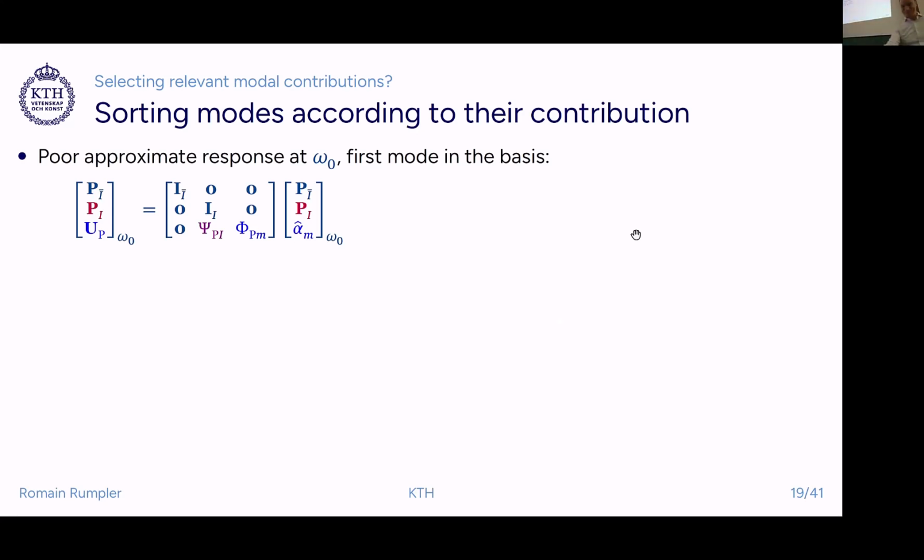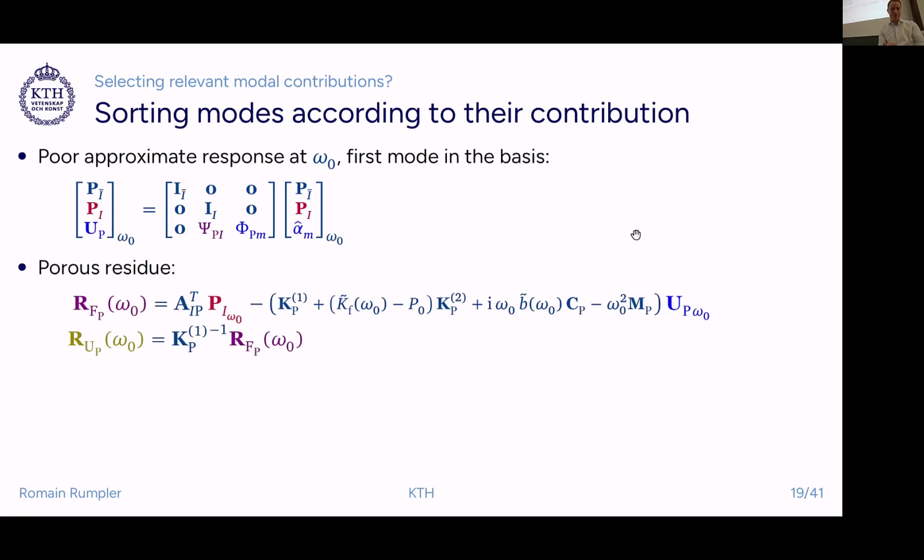Yes. So what do we have? Well, the idea is to say that if we just include one of those modes in the model basis, we have a very poor response. But that poor response you get with only one mode gives you a very good residue, right? The residue is a metric that gives you an idea of how accurate your reduced order model is to represent the full order model.